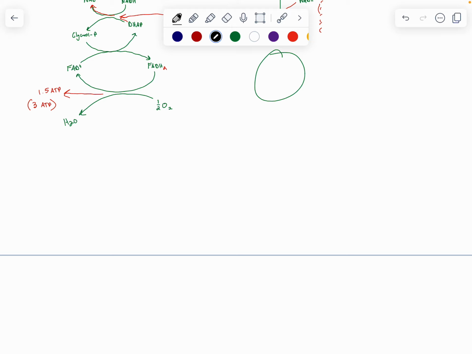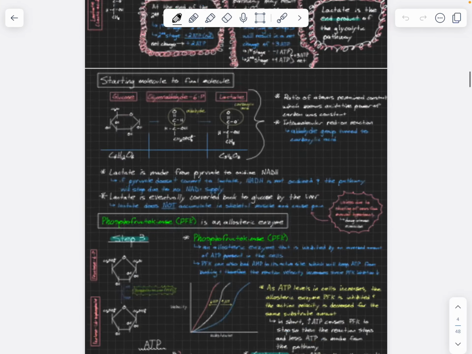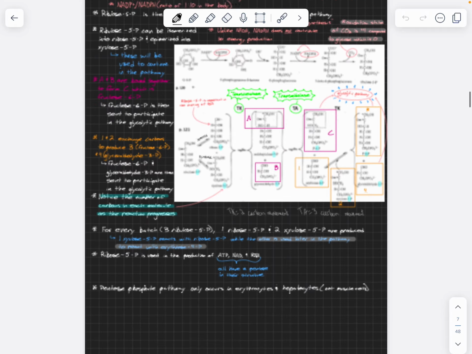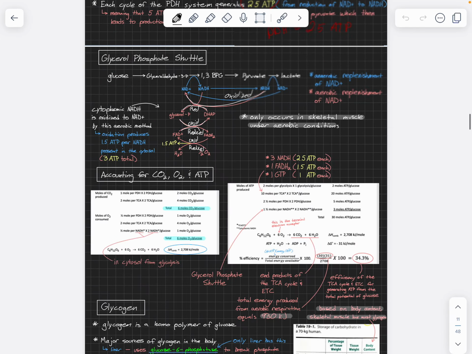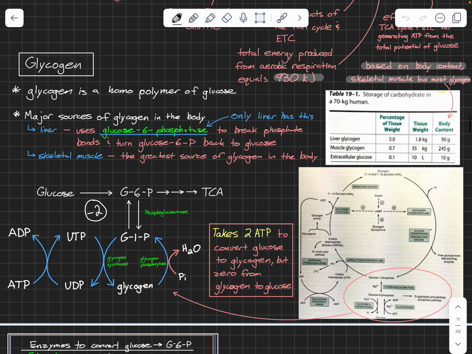So where to start? Where to start? We are going to start with glycogen. So if we go all the way down here, right here, glycogen. So glycogen is a homopolymer of glucose. So basically it is just a long chain of glucose. And we have two main areas that we store glycogen within the body. We have the liver and we also have skeletal muscle. Skeletal muscle will contain the greatest source of glycogen in our body. And kind of how it works is glycogen is just a way for our muscles to store energy or to store glucose.